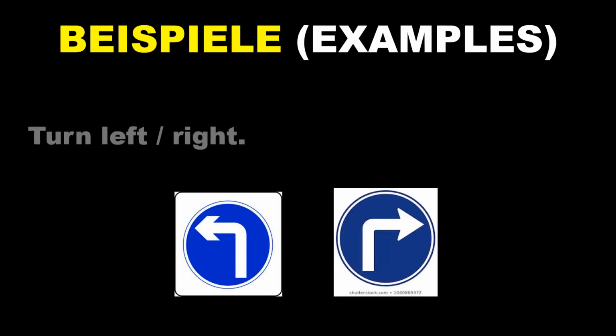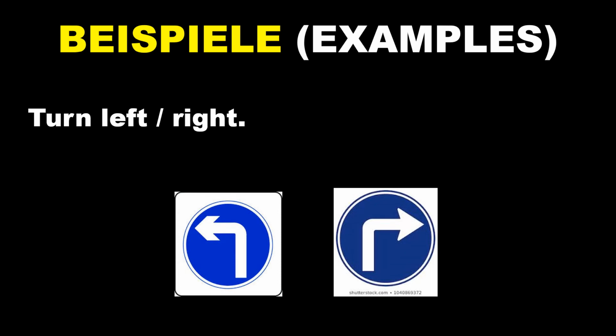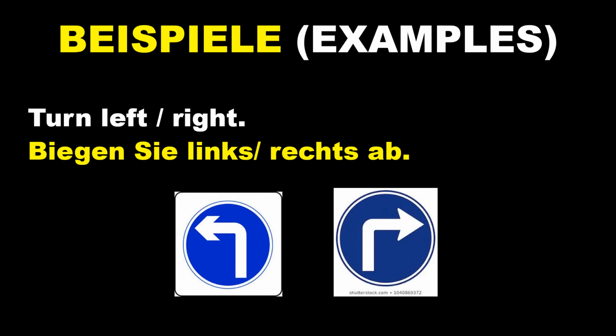Let's go ahead. Now, next example here is turn left or turn right. When you want to say you have to turn left or right, then you have to use the verb abbiegen. Biegen Sie links or biegen Sie rechts ab. Don't forget to put that prefix at the end of the sentence. Why? Because it's a trennbares verb, abbiegen. So that is how we will say biegen Sie links ab oder biegen Sie rechts ab.